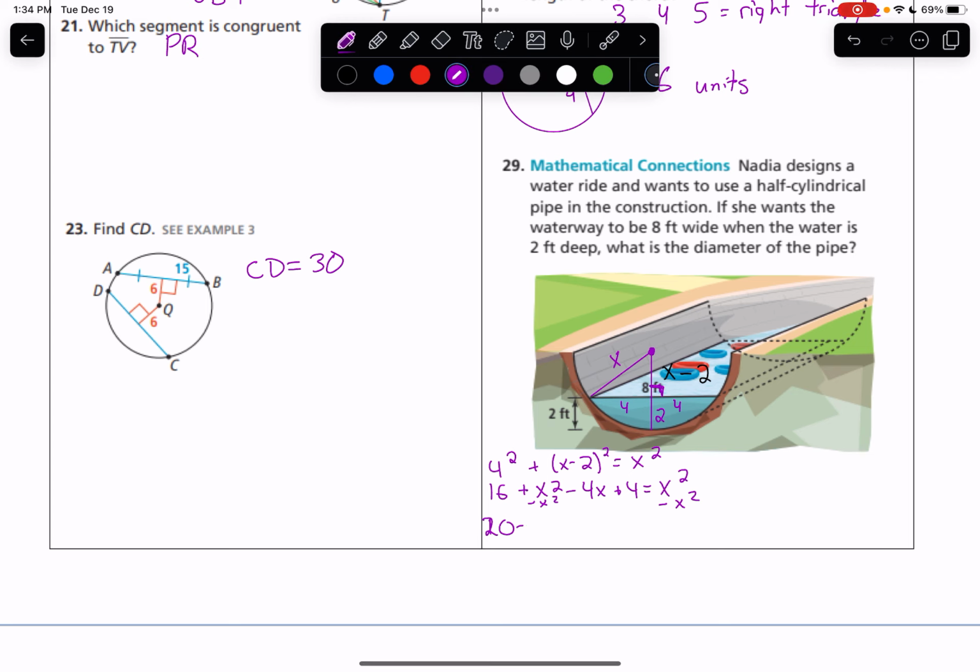I swear I can do math. Equals 0, because I've subtracted x squared from that side. So let's go ahead and add 4x to that side. So 20 equals 4x. Divide both sides by 4. 5 equals x. But remember, 5 represents the hypotenuse of this triangle, which represents the radius of the whole circular pipe. We want the diameter of the pipe. So we're going to take that radius of 5 and multiply it by 2. Say the diameter is equal to 10 units.